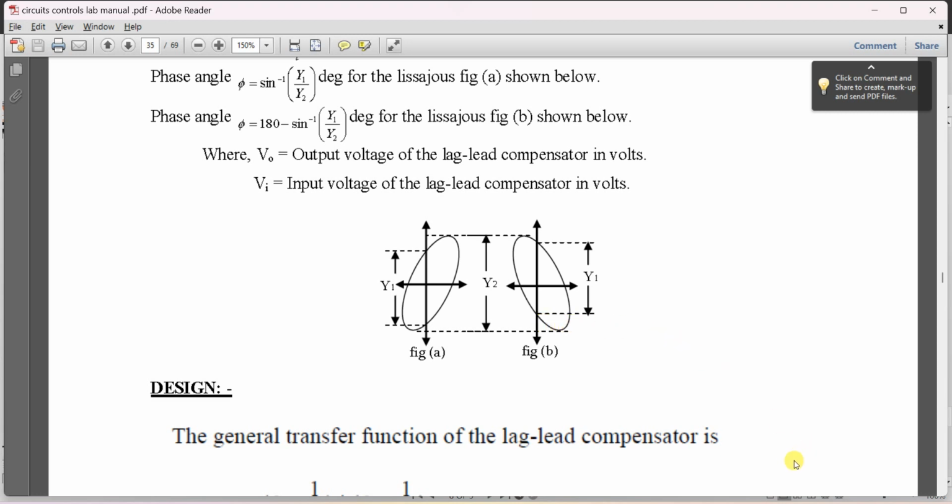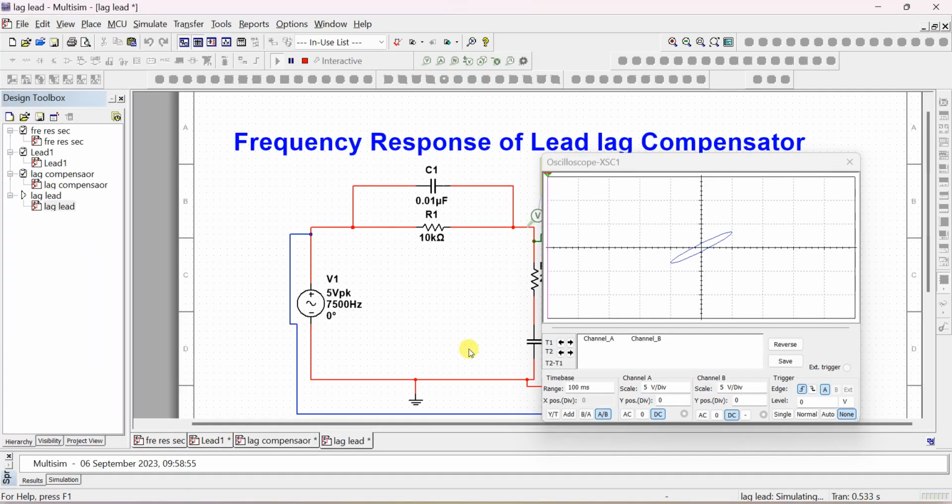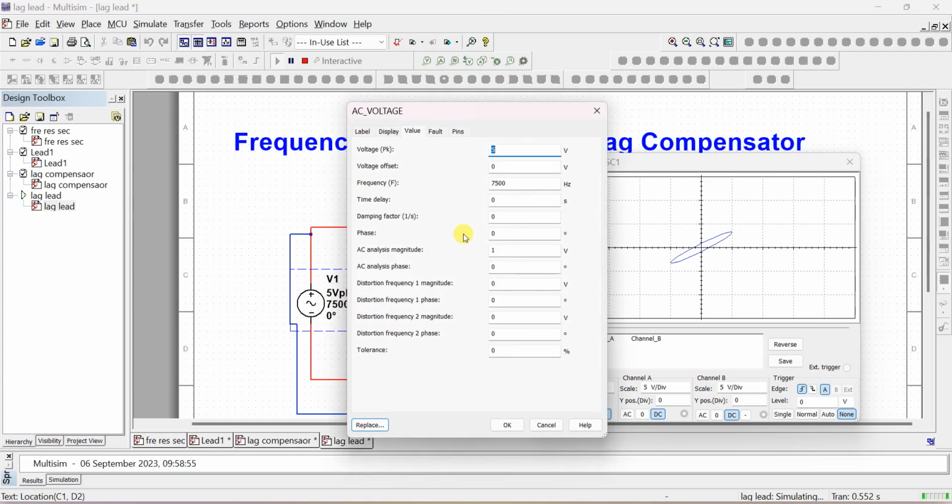Similarly, if the Lissajous pattern is opposite this side, then you have to take 180 degrees minus sine inverse of y1 by y2. If it is on the right side, in the first quadrant, then it is sine inverse of y1 by y2. Suppose it is on the left side, figure B, then phase shift is equal to 180 degrees minus sine inverse of y1 by y2. So you can try for all the values. For example, let me give some higher frequency, 50,000. Let's check for 50,000 frequency.